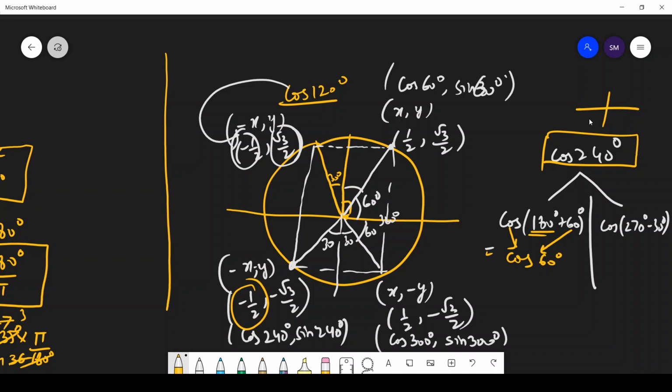60. So that's the third quadrant. In the third quadrant, cos and sin both are negative. So sin will be negative. So what is cos 60? Minus 1 by 2.